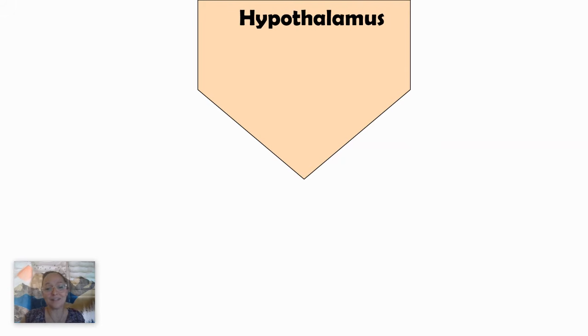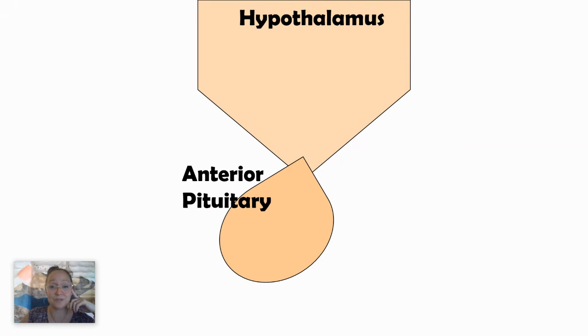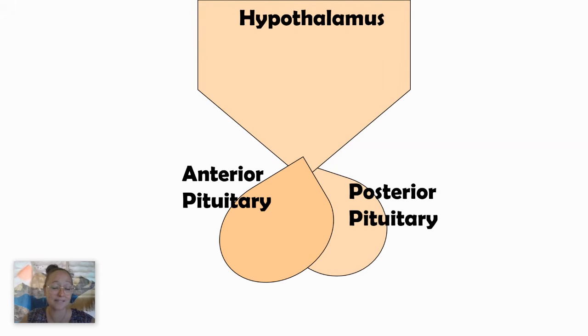When we form during development, there's some cells that form starting from the roof of our mouth, and they actually migrate up towards the brain, and that will form the anterior pituitary, which is right below the hypothalamus. And then it's almost like you took a balloon and stretched out the hypothalamus. You have the posterior pituitary. And so that is more of an extension of the hypothalamus, but these are all located inside of the brain.